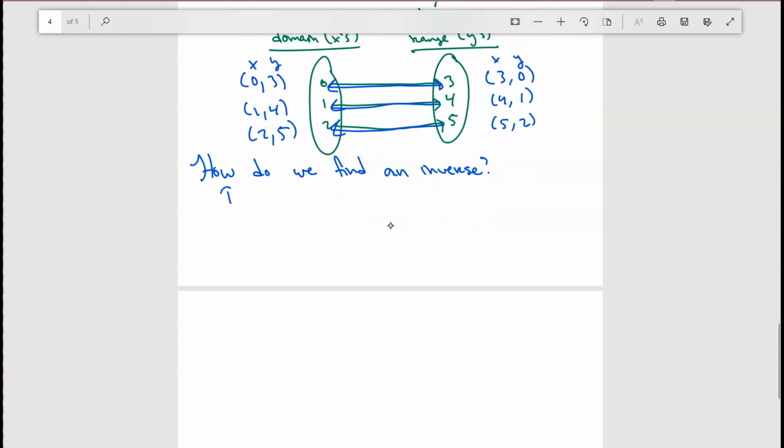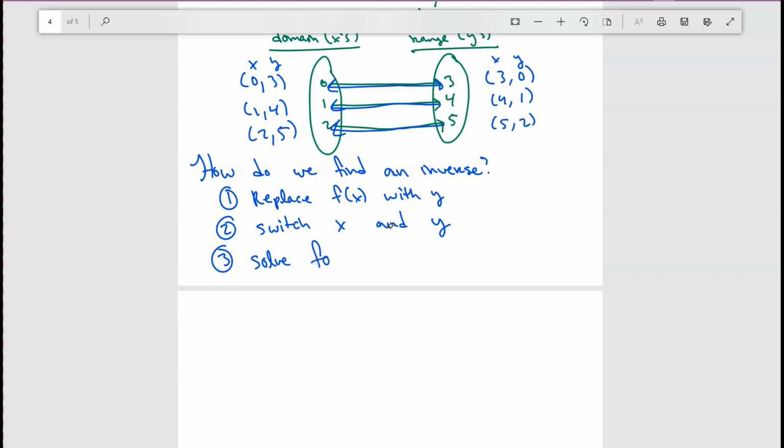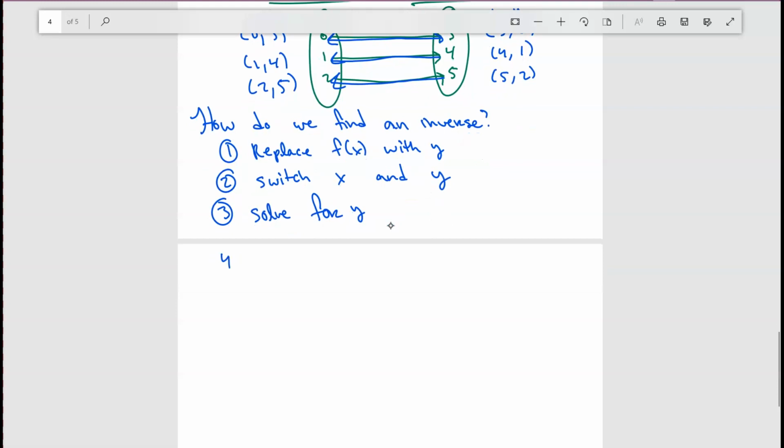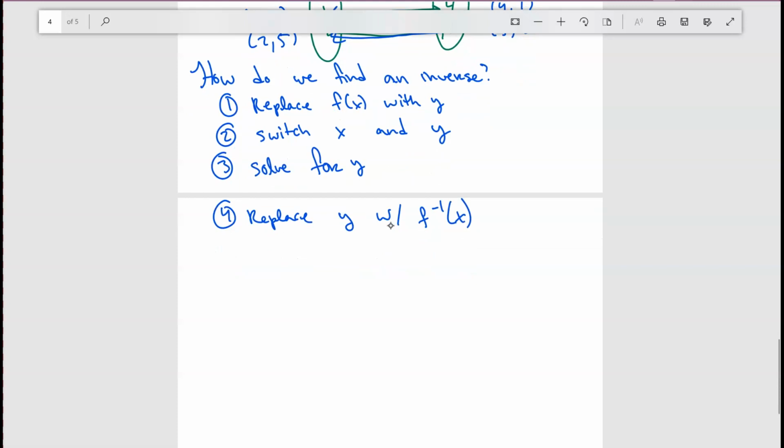The first thing that you want to do in order to find an inverse, you want to replace f of x with y. After you replace f of x with y, you want to switch x and y. So wherever you see an x, it's now going to be a y. Wherever you see a y, now it's going to be an x. My next thing, solve for y. And finally, replace y with f inverse of x. So these are directions. If you want to pause the video, pause it if you'd like to write this down.